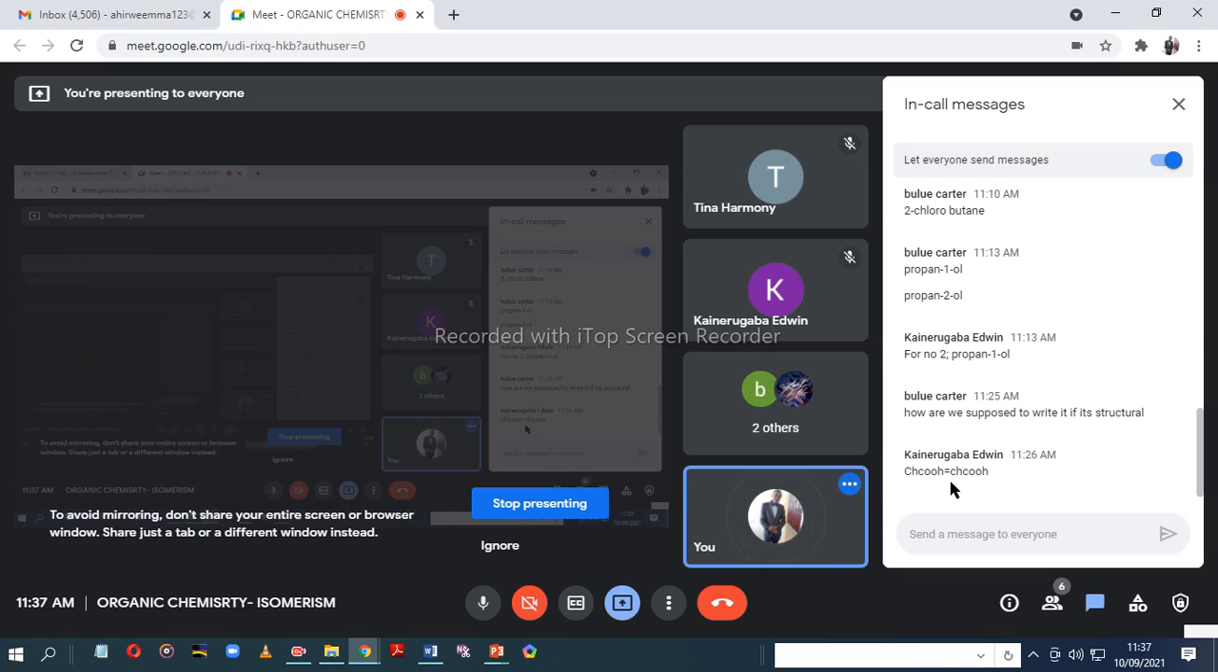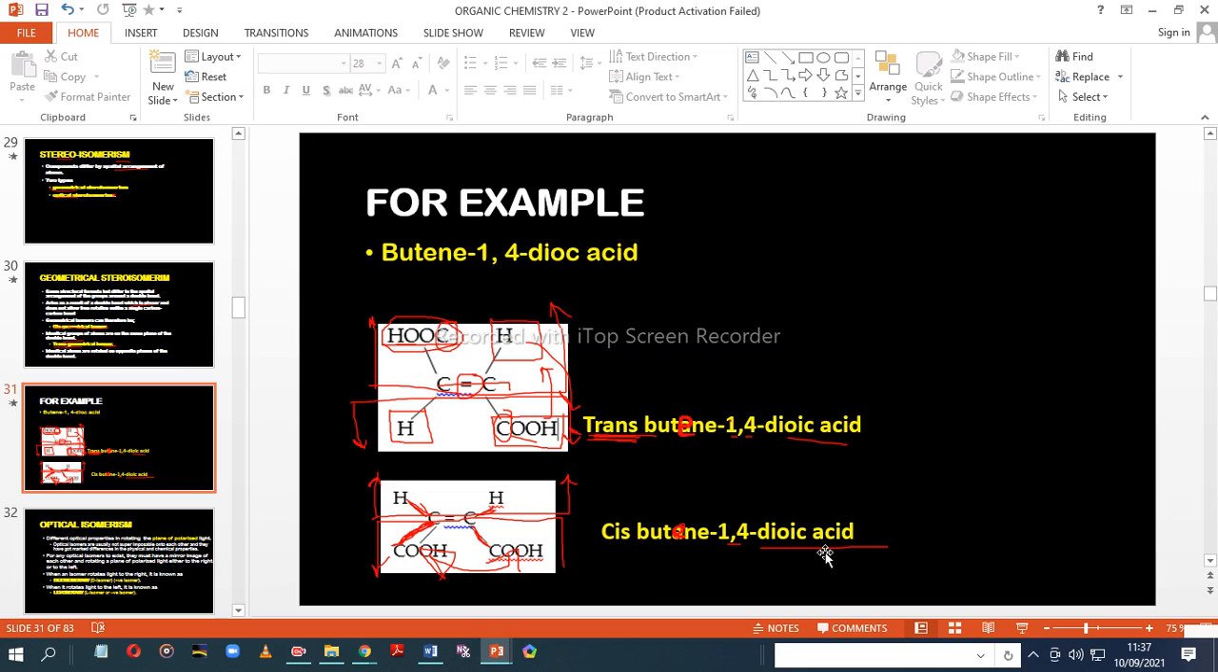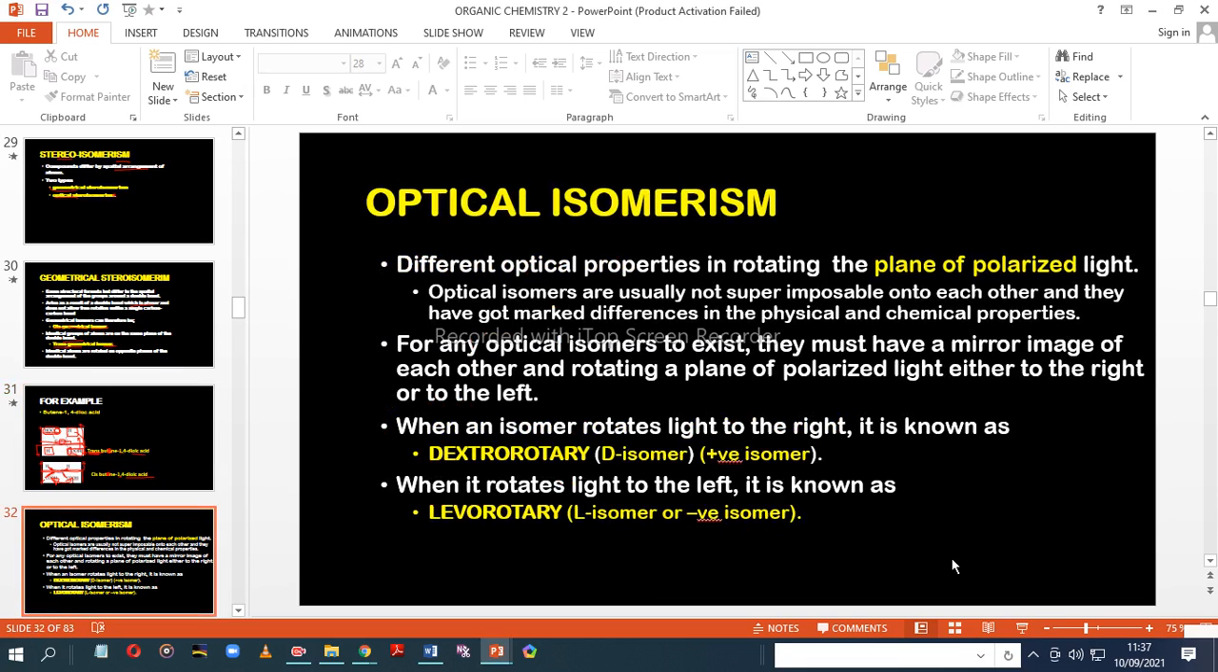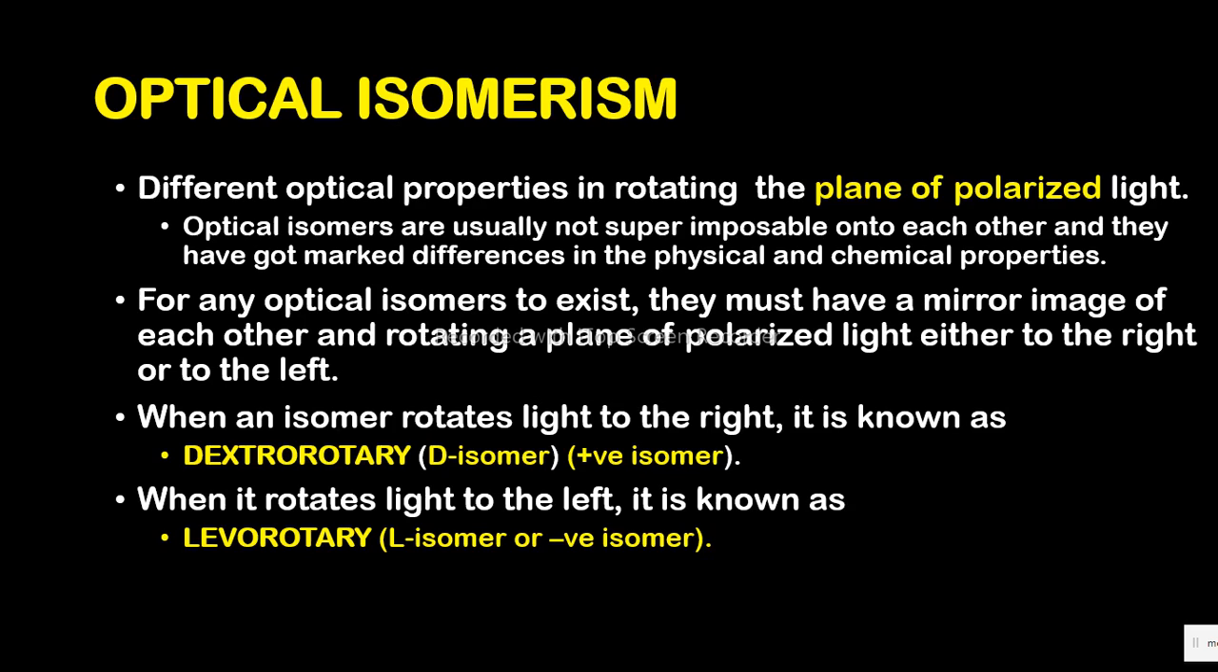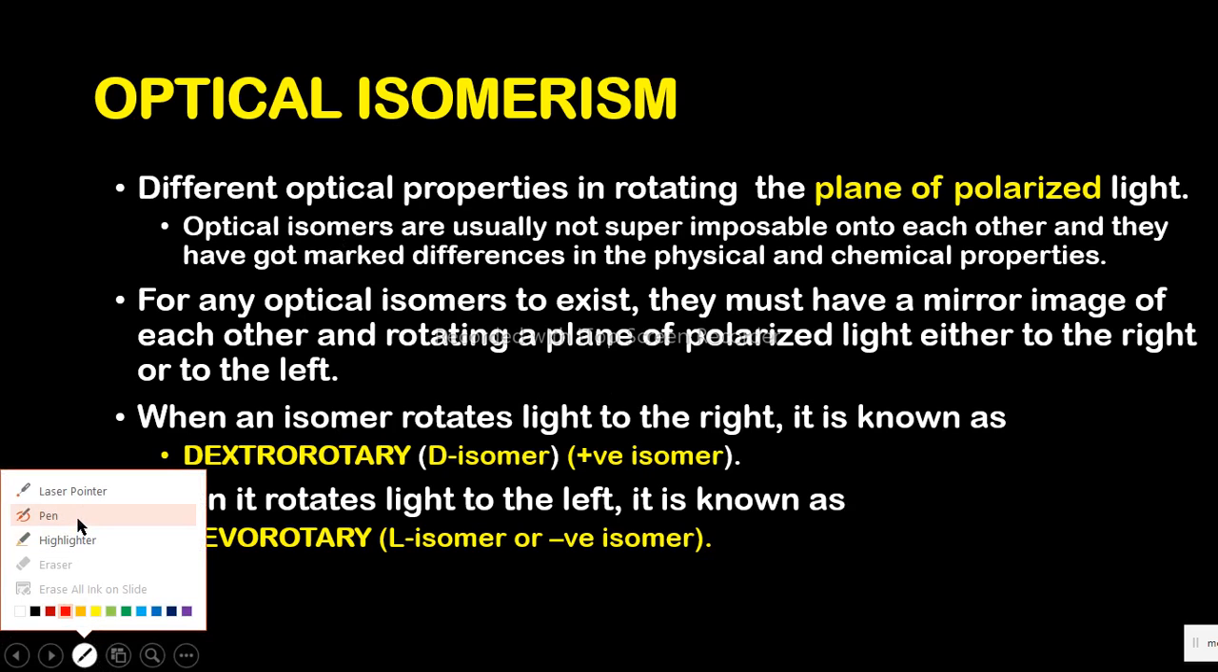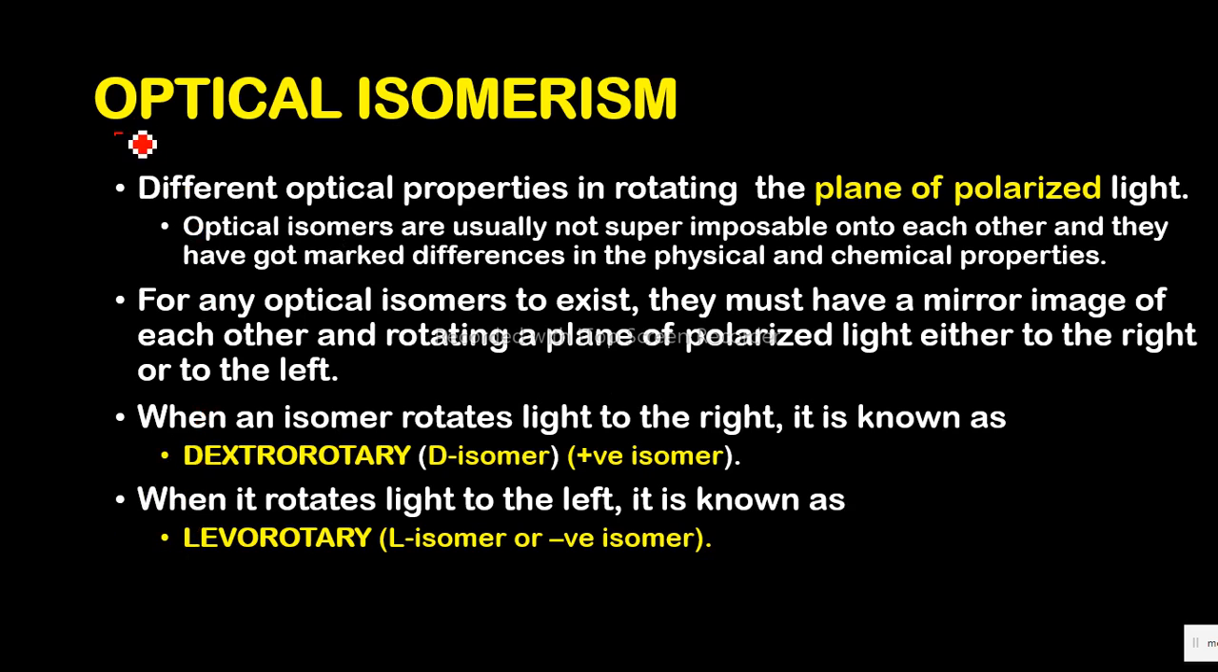Okay. Now let's talk about optical isomerism. It is also some interesting stuff. I hope you will enjoy. Now, optical comes from light. Optical means light. So optical isomers have something to do with light.